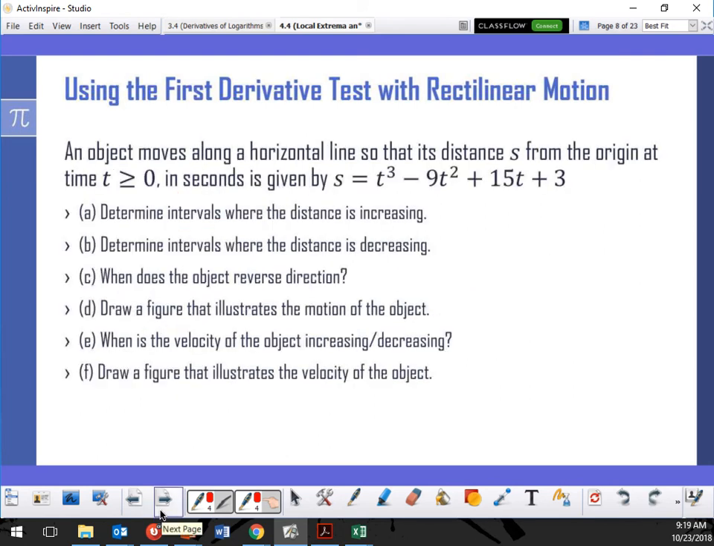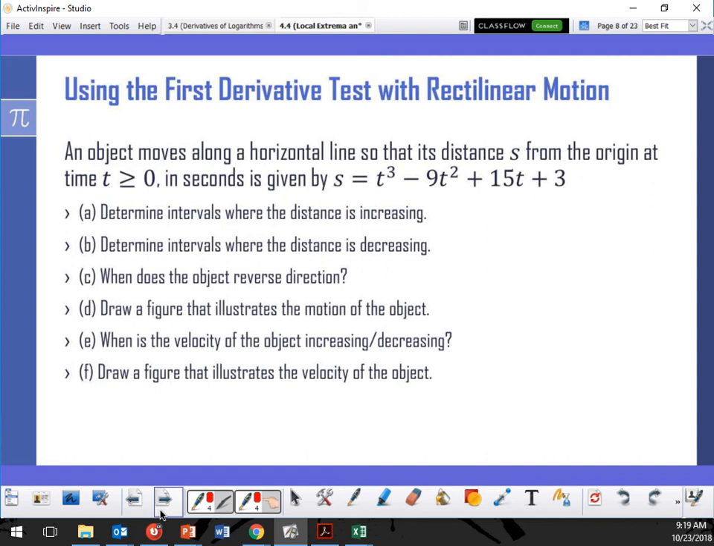All right, an object moves along a horizontal line so that distance s from the origin at time t, greater than or equal to 0, in seconds, is given by s is equal to t to the third minus 9t squared plus 15t plus 3. Determine the intervals where the distance is increasing. Okay, so easy.